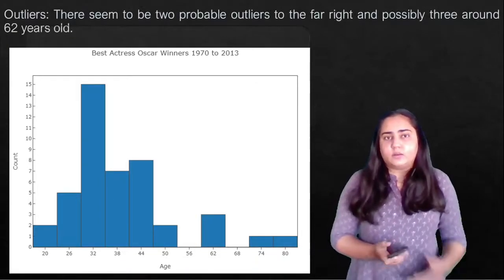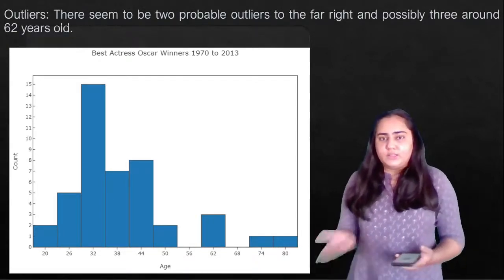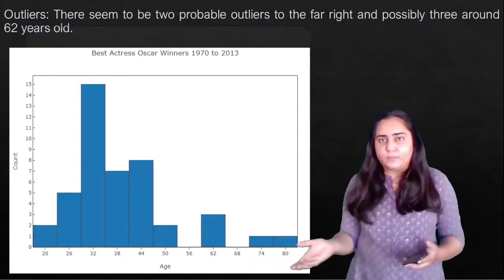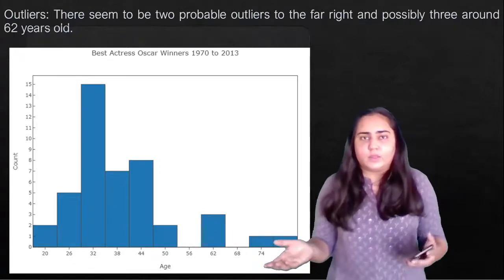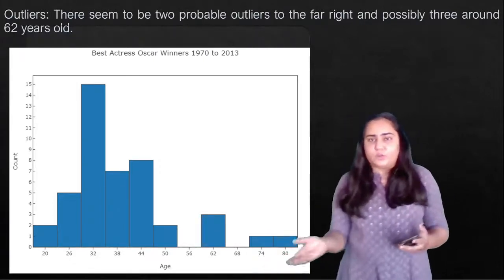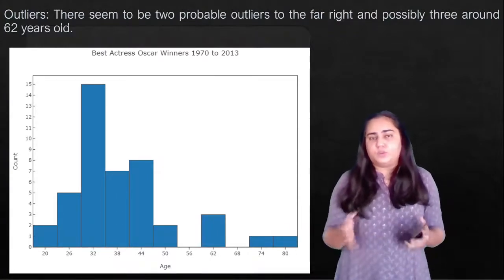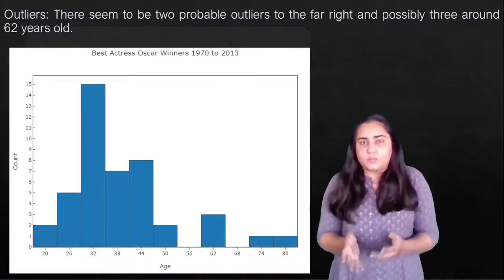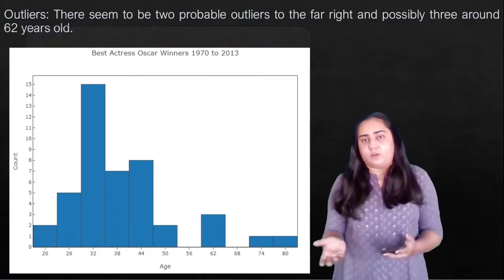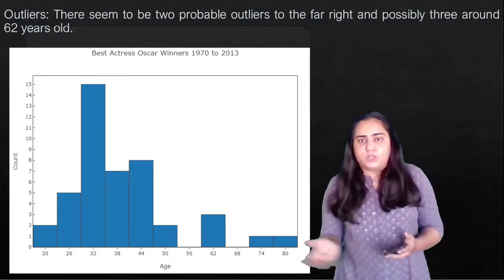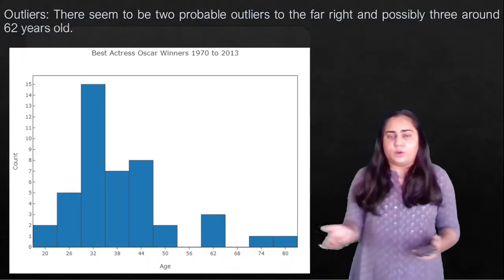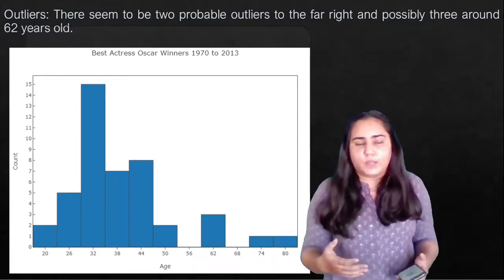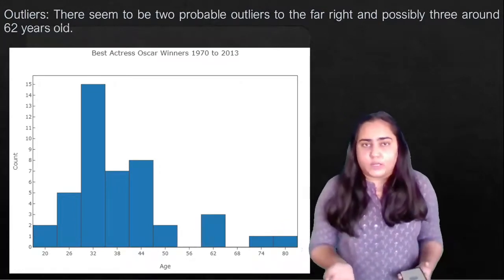And then about outliers. In this case, you can say that there are possibly two outliers which are far away, and those are right here. You can see them right here. So those two are the ages which are outliers. Commonly, actresses of this age would not be getting an Oscar, but these have. And then there are some who are about 62 years old, so possibly three around 62. And those also you can call outliers.